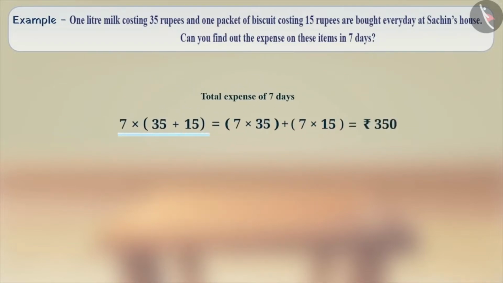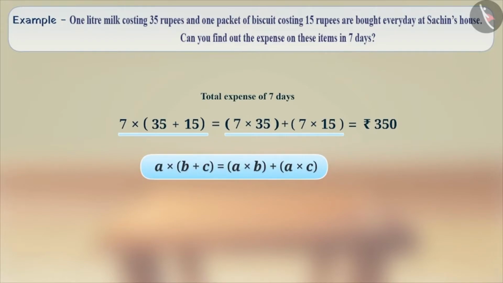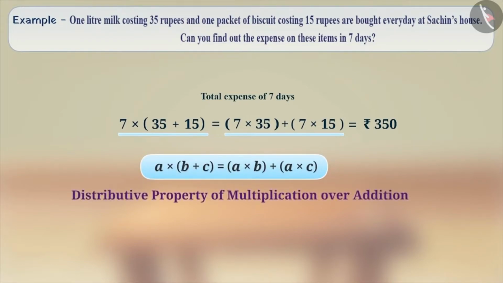In this way, 7 into 35 plus 15 is equal to 7 into 35 plus 7 into 15. This is the distributive property of multiplication over addition.